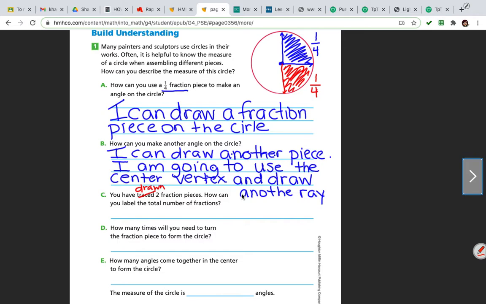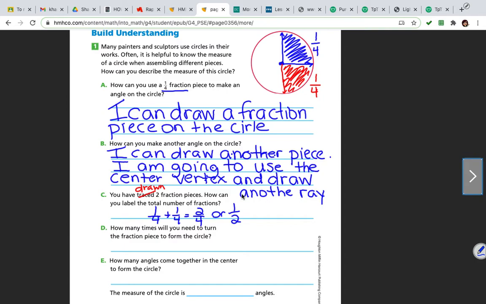Well, if I have 1/4 plus 1/4, I have 2/4. So 1/4 plus 1/4 equals 2/4. Or what's another way to write 2/4? If we simplify 2/4, we have how much of the circle shaded in? 1/2.